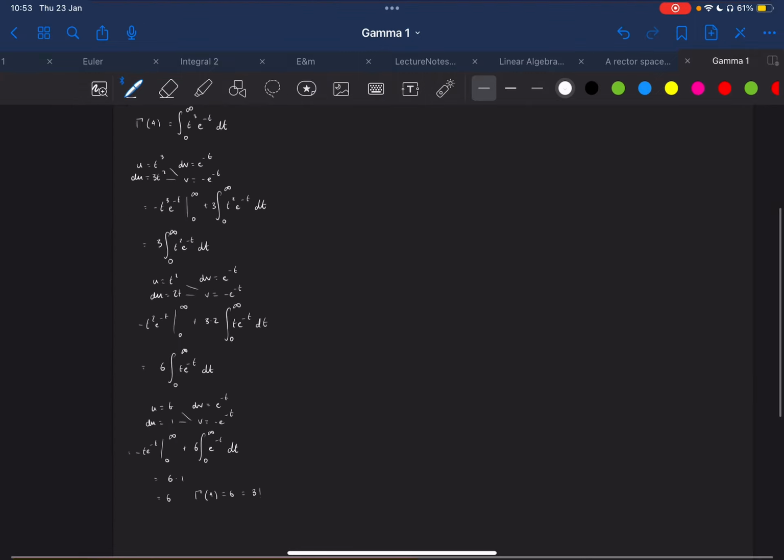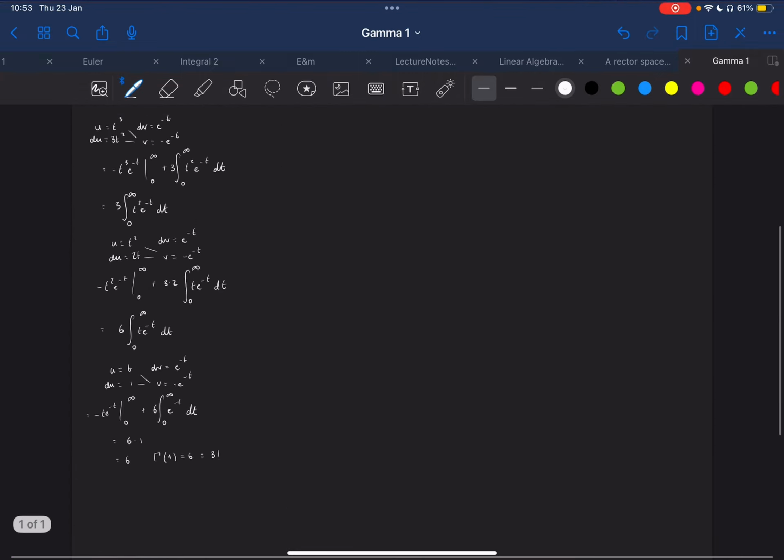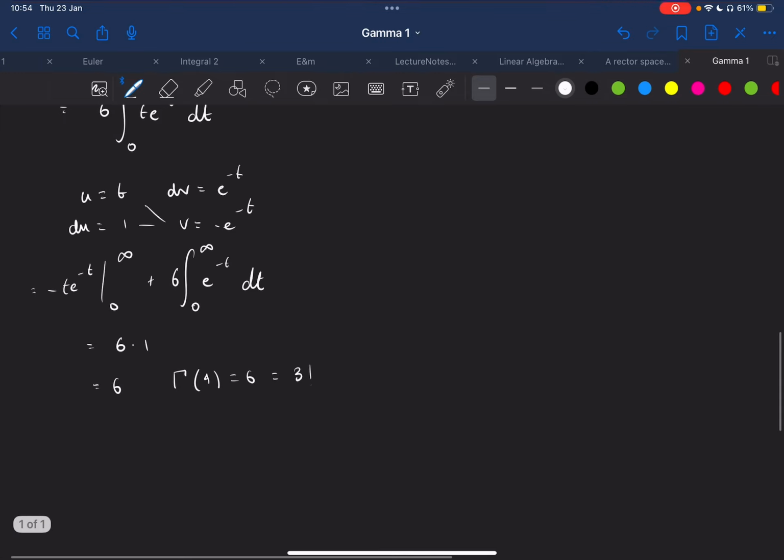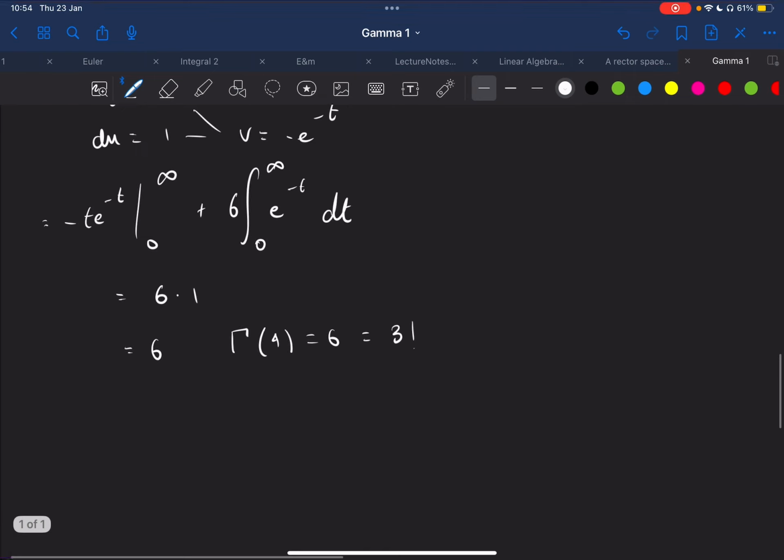So we can see then that this works for integers. So this is obviously a pretty interesting topic, and I'm going to come back to it in the next video.